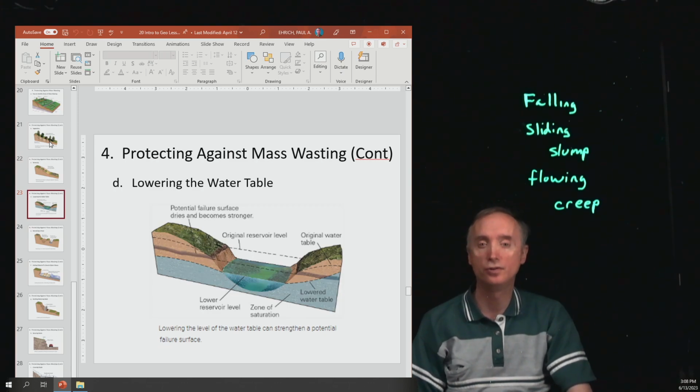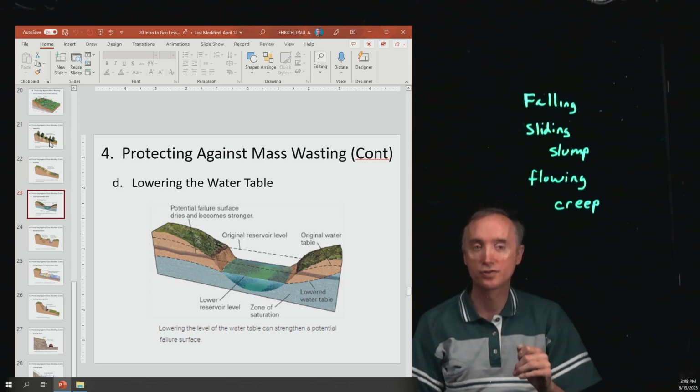Another thing that we can do is lower the water table. We said that soil that is saturated in water, the water acts as a lubricant, which makes mass wasting more likely. So if we were to reduce the amount of water in the soil, then that makes it more clingy and less likely to have mass wasting.